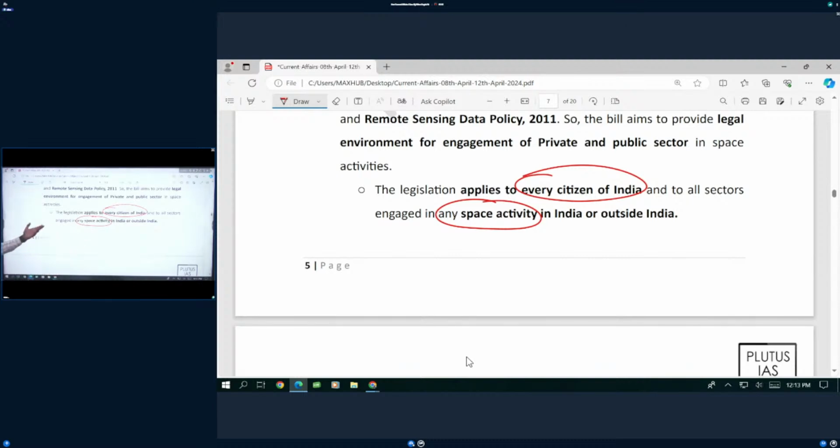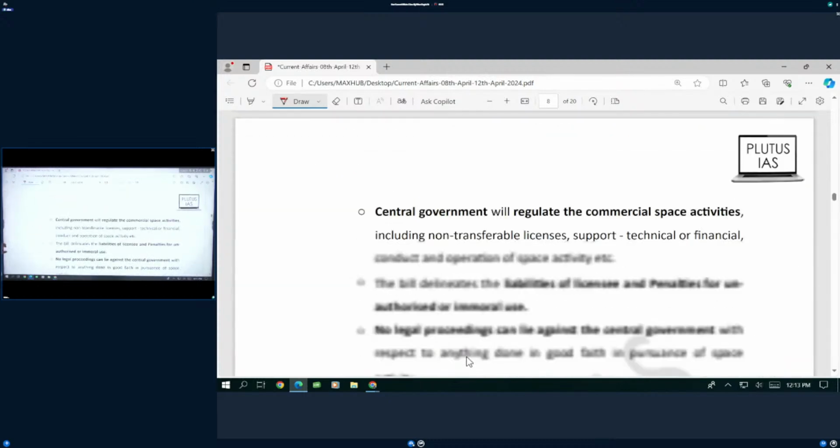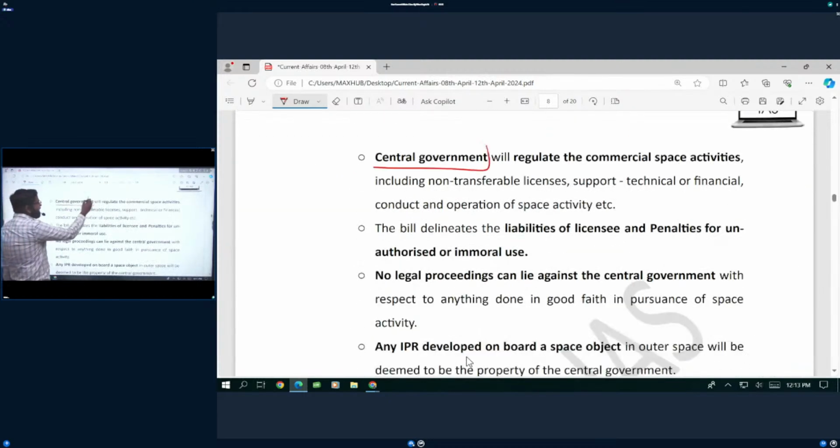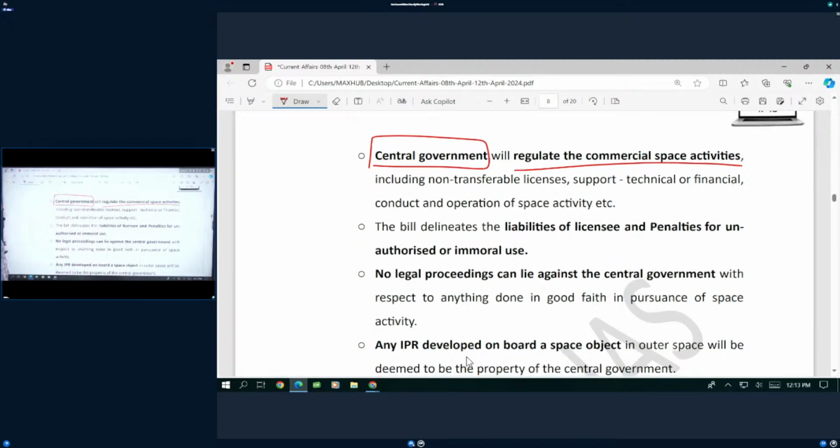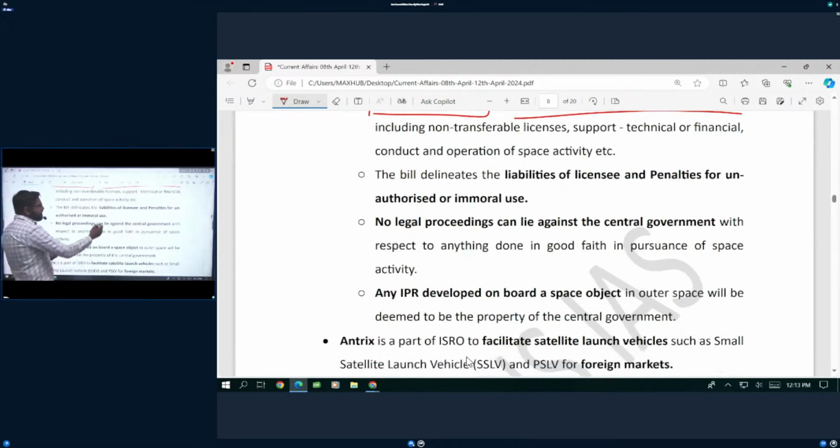अभी ये draft है, देखते हैं पास होता है नहीं होता. Second point, the central government has the power to regulate all commercial space activities. मतलब all the private sector of India, whether in India or outside India, if they engage in any space activity, they will have to take permission licenses from the government of India. It will be the regulator basically. And most important, of course, it provides some liabilities, some penalties. वो तो हर जगह होता है.